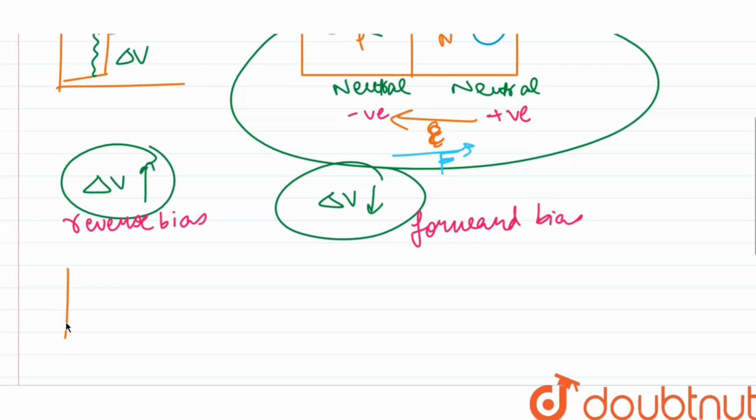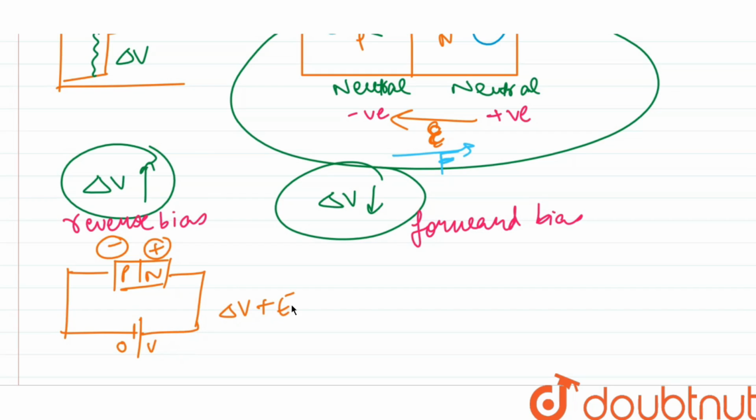So what is reverse bias and forward bias? In a PN junction, the negative side is P and the positive side is N. When we connect the negative terminal of the battery to P and the positive terminal to N, we can clearly find that the delta V, the barrier potential, would increase with the EMF of the battery.